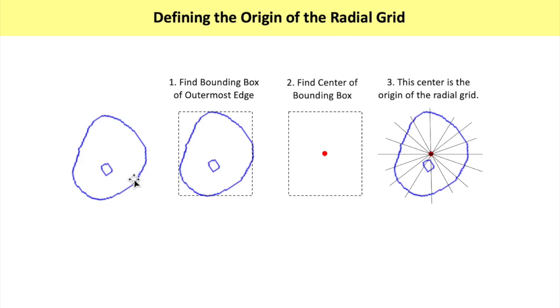For this project, when we measured the cell shape and the nucleus shape at the same time, what we did was we found the bounding box of the outer shape, that is the edge of the cell. The center of that bounding box then became the origin of the radial grid system. So in this project, the origin of the radial grid is not at the center of the nucleus, but at the center of the bounding box that surrounds the cell.